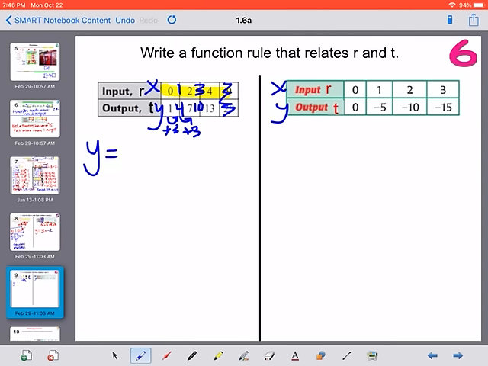My rule is that I'm adding 3. So 3 times whatever x is. And then let's see if that works. If I plug in a 0, I should get out a 1. Well, 3 times 0 is 0. It's not going to give me 1. So I need to add 1. Or just look, when x is 0, y is 1. That's the easiest way you're going to figure out your function rule or your equation.